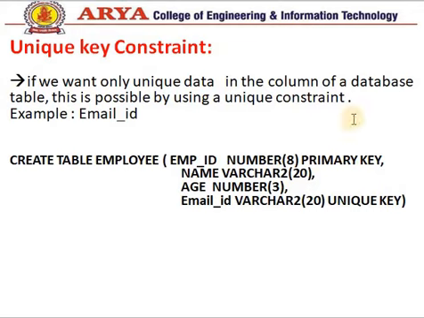If we want to apply unique key data in a column of a database table, this is possible using a unique constraint, like employee ID, email ID. Create table employee. In this table, we see that employee ID is working as a primary key, and name, age, and email ID are working as a unique key constraint.